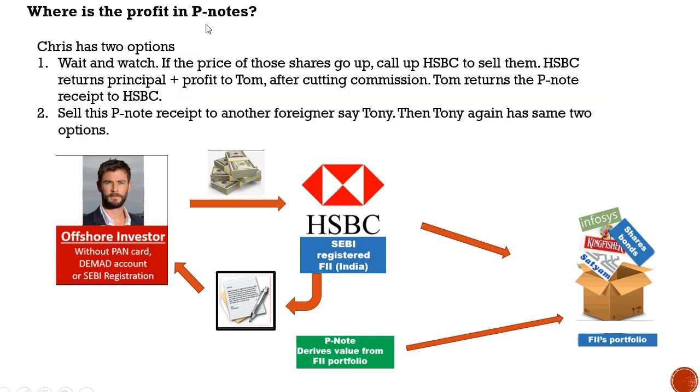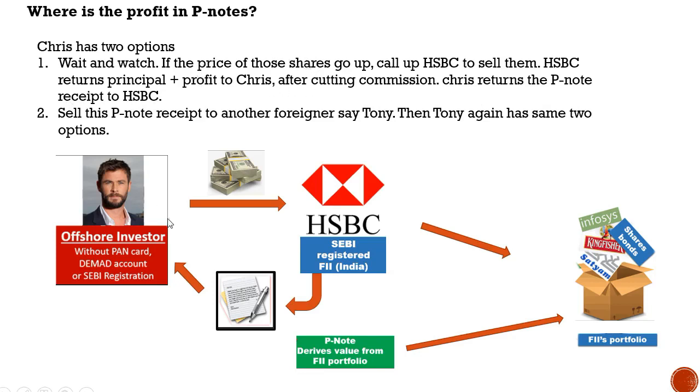Now the next question that comes is, where is the profit in P notes? Now Chris has two options. Number one, wait and watch. If the price of the shares goes up, Chris can give a call to HSBC and tell him to sell them. HSBC returns the principal amount along with the profits to Chris after cutting commission. Now Chris returns the P note receipt to HSBC. So this is how one way profit can be earned under P note.